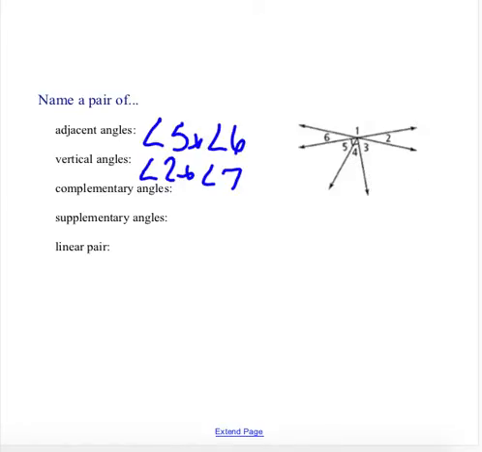Complementary angles, remember that makes 90. Here we have this little sign that means 90, and so the two that make up that big angle, right here at the right angle, are angle 4 and angle 5. That's supposed to be an and sign. That's horrible.